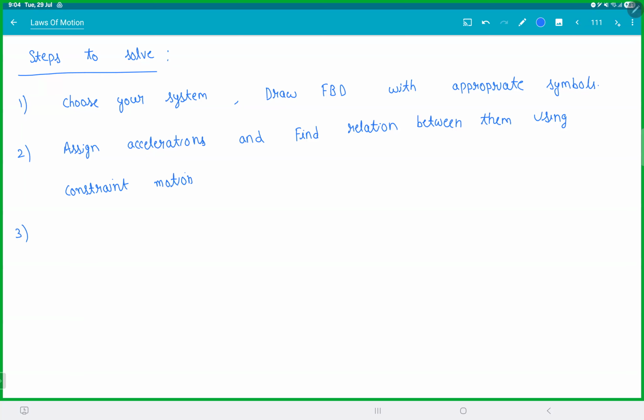Step 3, choose your coordinate axis. Choose anything, any 2 perpendicular directions as X and Y axis. We have seen this in kinematics also. If you have inclines, choose the incline as X and Y axis. Normal ground, just take plane X and Y axis. Choose your coordinate axis and resolve forces and accelerations along them.